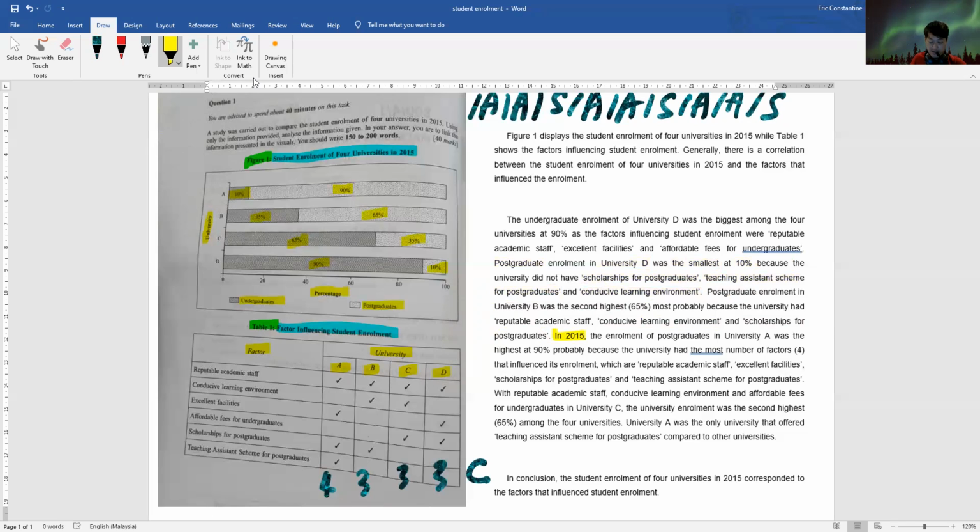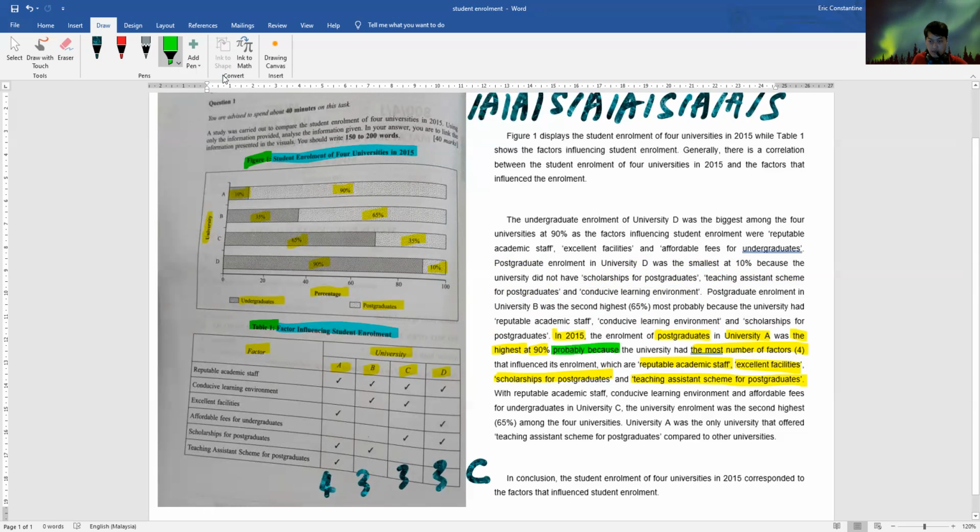Now let's continue. Now let's look at the key features. Okay, postgraduates, University A. So what's the trend word? The highest at 90%. Okay, so that's the first part. And let's look at the second part. Had the most number of factors that influence its enrollment, which are reputable, blah blah blah. This one, this one. So I try to count just to ensure that there are four factors. There are four factors here. So, and did I see any linking word?